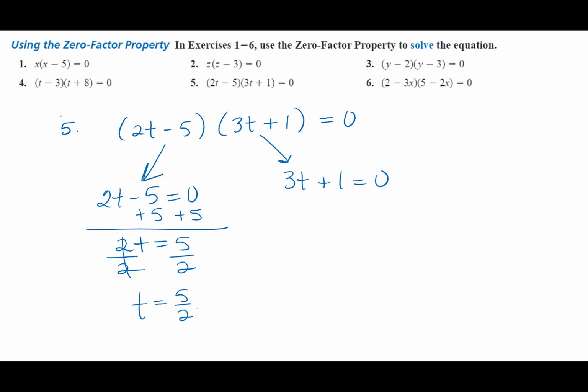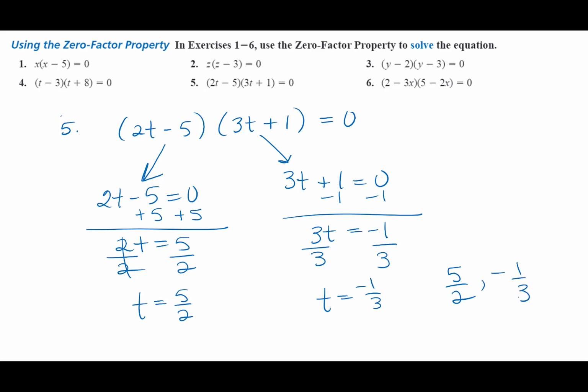Over on the right side, for the 3t plus 1 expression to equal 0, we have to solve for t again. This will be 3t equals negative 1, divide both sides by 3, and t would equal negative 1/3. So your two answers are positive 5/2 and negative 1/3.